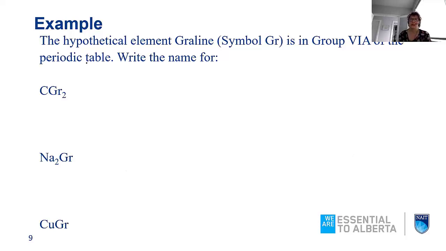An example of a question that I gave on a unit test was: for the hypothetical element Grelin, the symbol Gr, in group 6A of the periodic table, write the name for the following compounds. So the students would apply the nomenclature rules to this question. Group 6, so kind of an oxygen type element. So CGr2 would be carbon digrelide, for example.